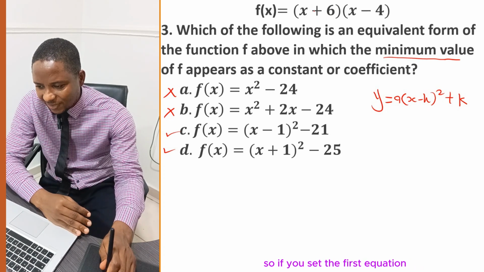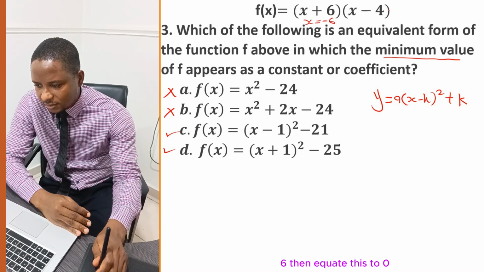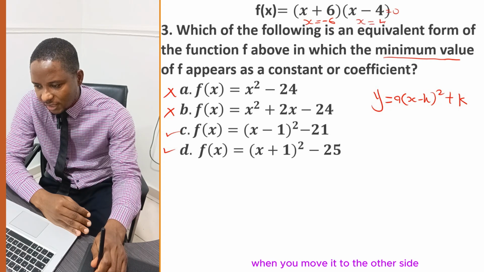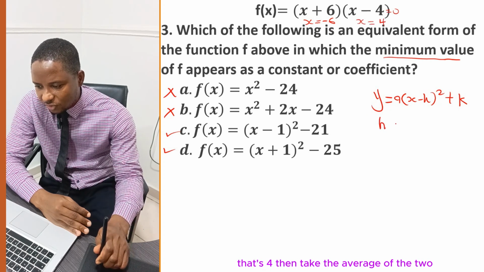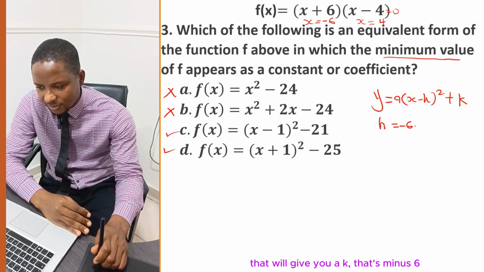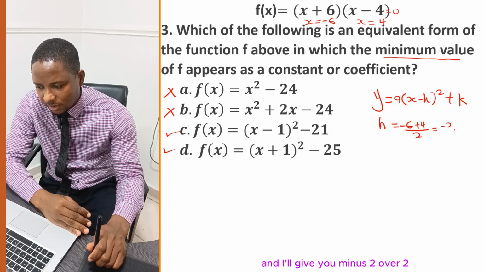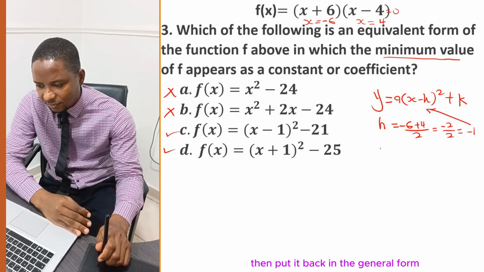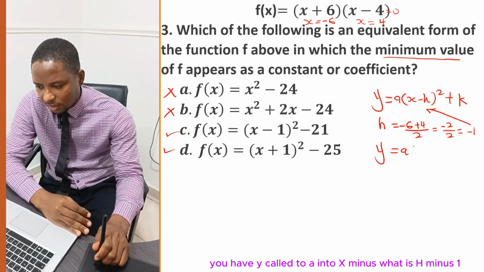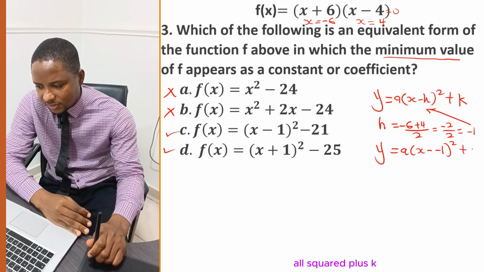If you set the first bracket to 0, you will get x equals minus 6. Then equate the other one to 0, and when you move it to the other side, you get x equals 4. Then take the average of the two, which will give you your h. That's minus 6 plus 4 over 2, which gives you minus 2 over 2, and that gives you minus 1. Then put it back in the vertex form: y equals a times (x minus, what is h? minus 1) all squared plus k.